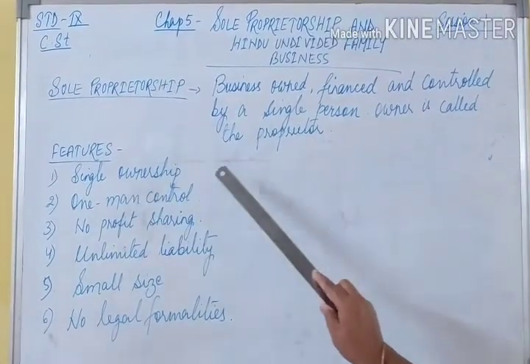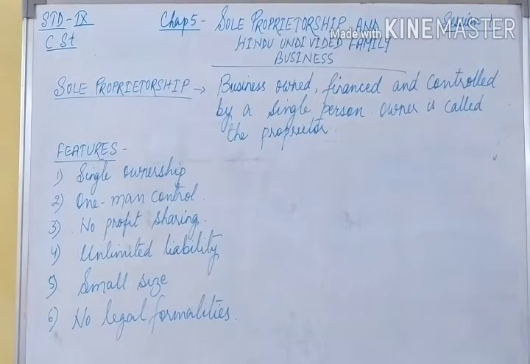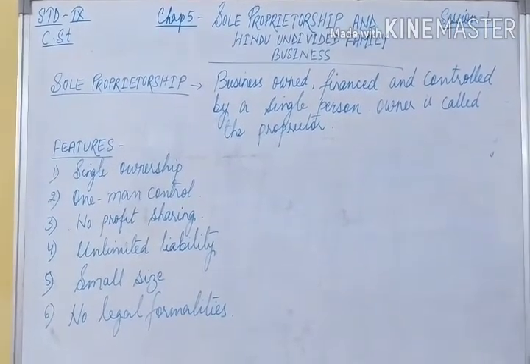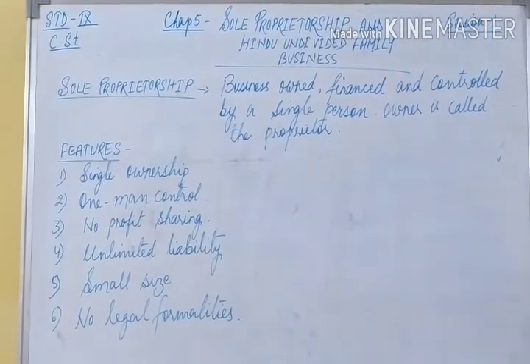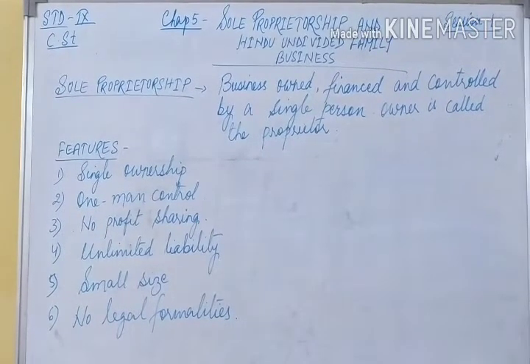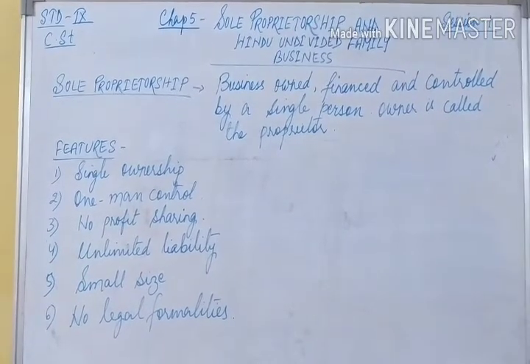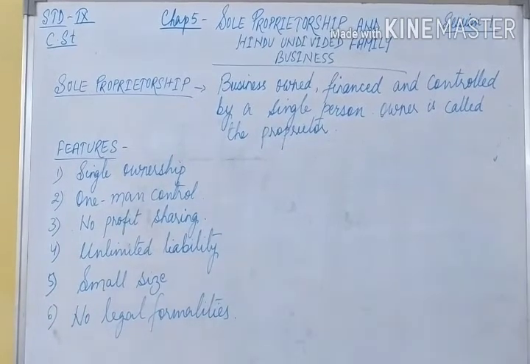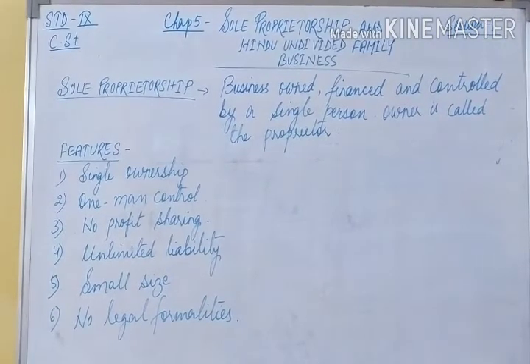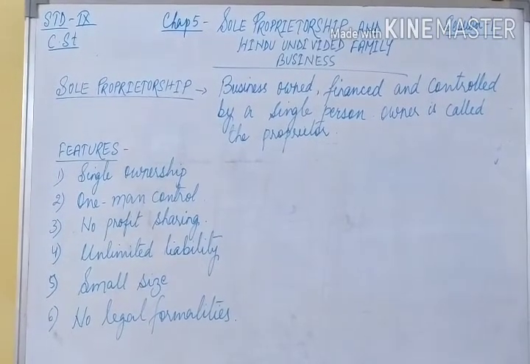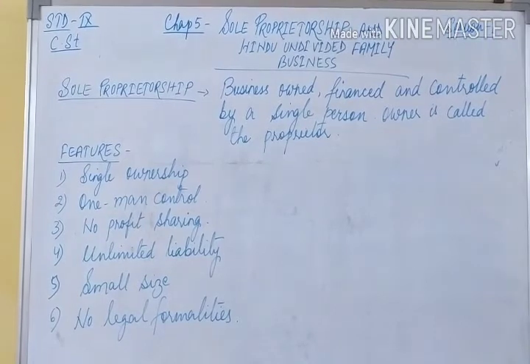First is single ownership. A sole proprietorship is wholly owned by one individual who is the supplier of the total capital that is invested in the business. It is either from his own wealth or from borrowed funds, either from his friends, relatives or any financial institution such as banks. Second, one-man control. The proprietor alone takes all the decisions pertaining to the business. He is not required to consult anybody. Ownership and management is completely vested in the same person.